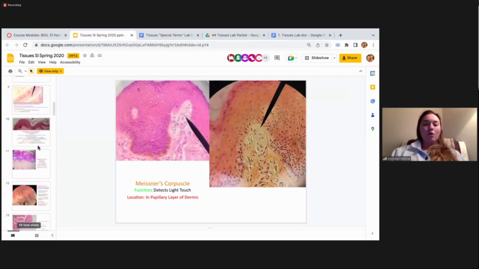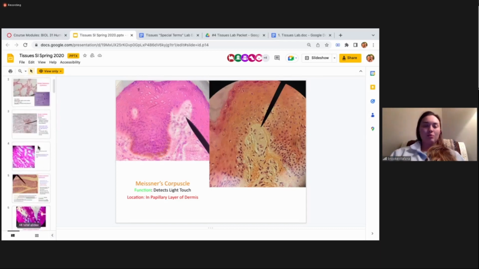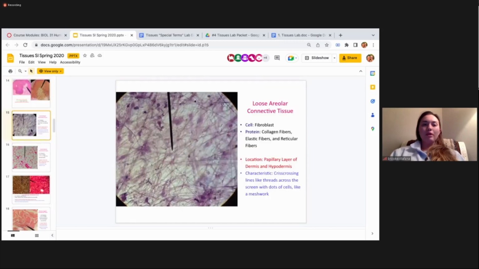So that was all of our epithelial tissues that you see right there. Now we're moving into our connective tissues. For our connective tissues, this first one is our loose areolar connective tissue.